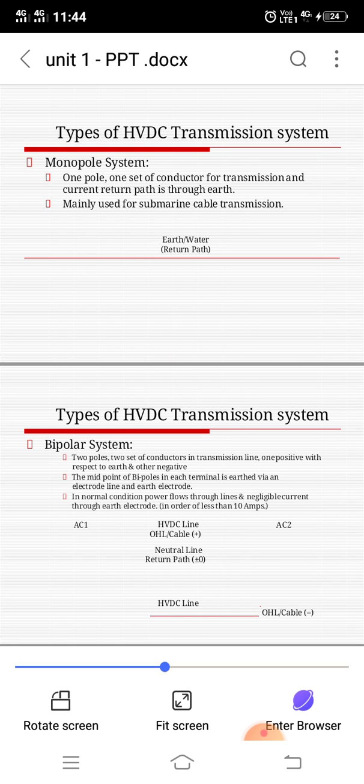The monopolar system has one conductor, usually of negative polarity, and uses ground or sea return. Sometimes metallic return is also used. Example: submarine cable transmission system.